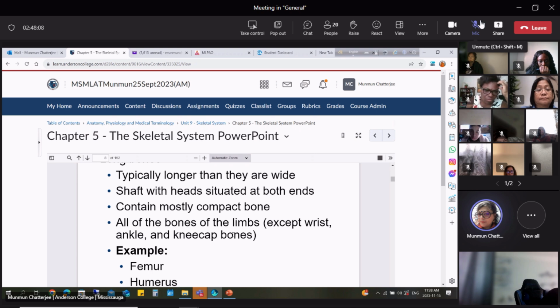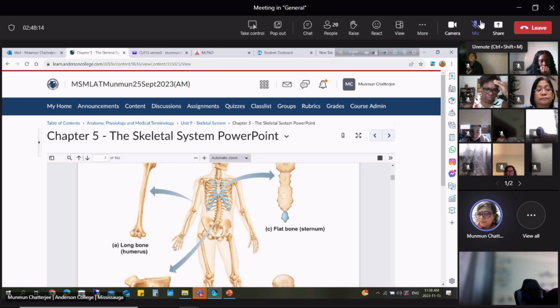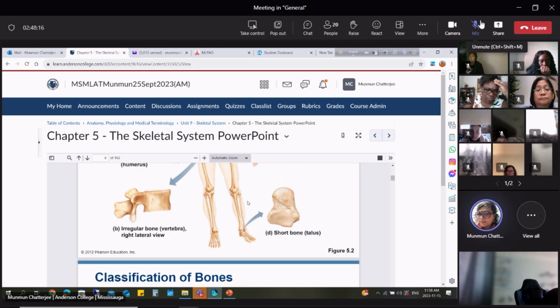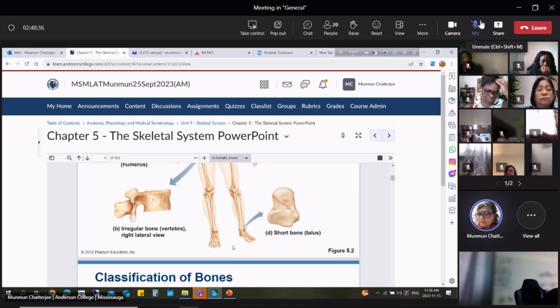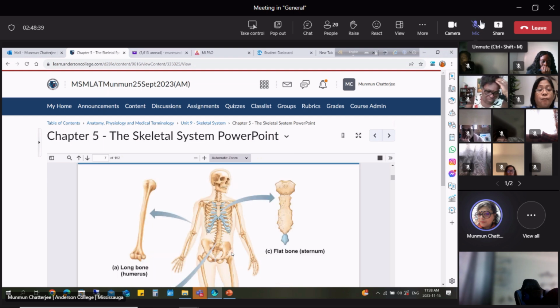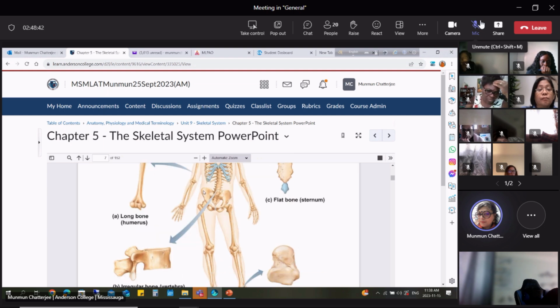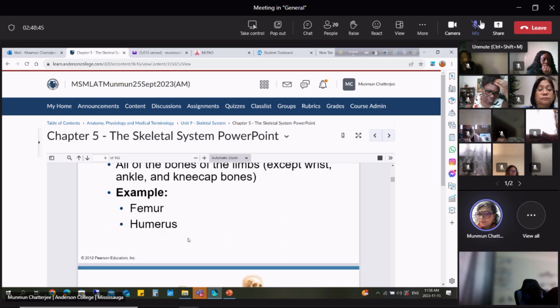So what did they say? Except wrist, ankle and kneecap bones. The kneecap means the patella. So these are the short bones. Otherwise, your appendicular skeleton bones are mainly the long bones, except, again I repeat, your wrist bones, your ankle bones, and your kneecap bones. So you have the humerus, femur, and they are all long bones.